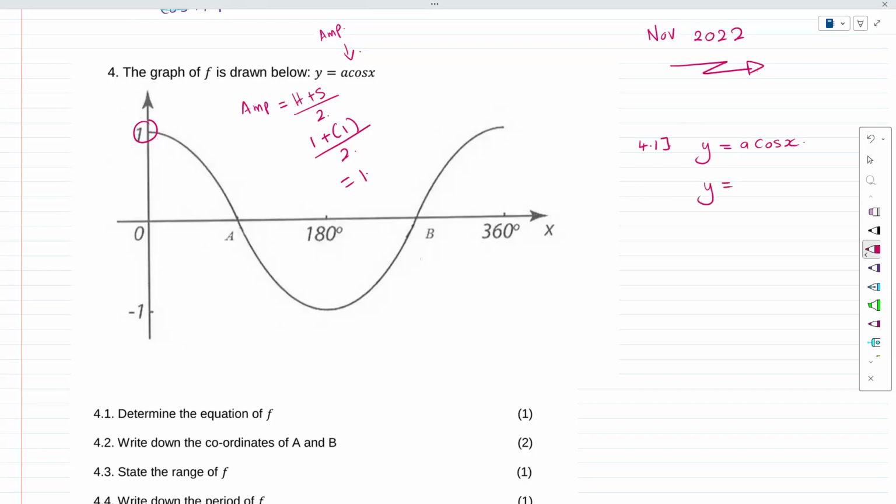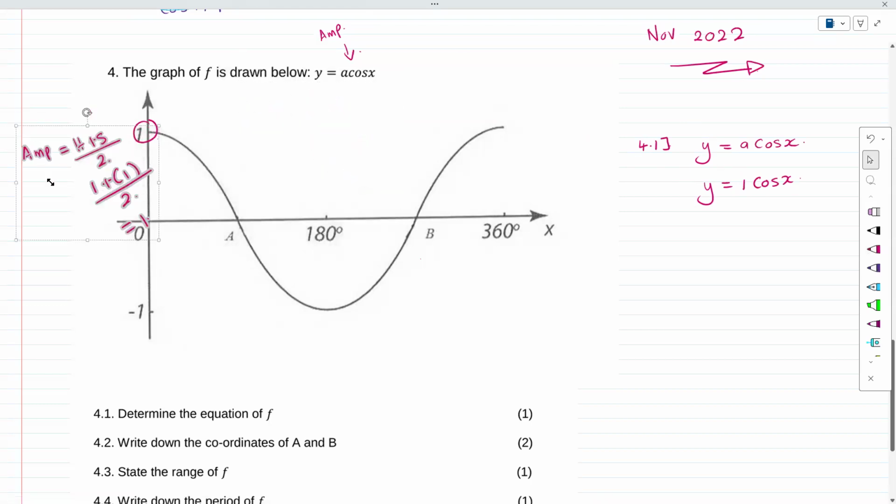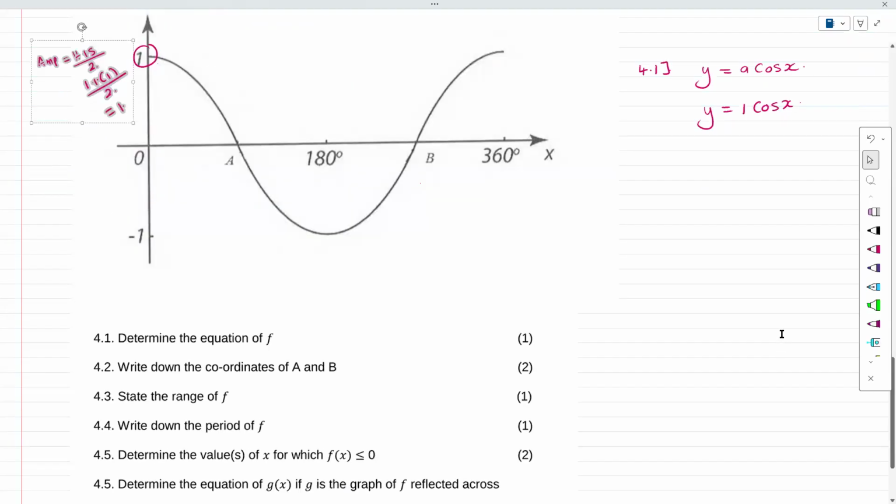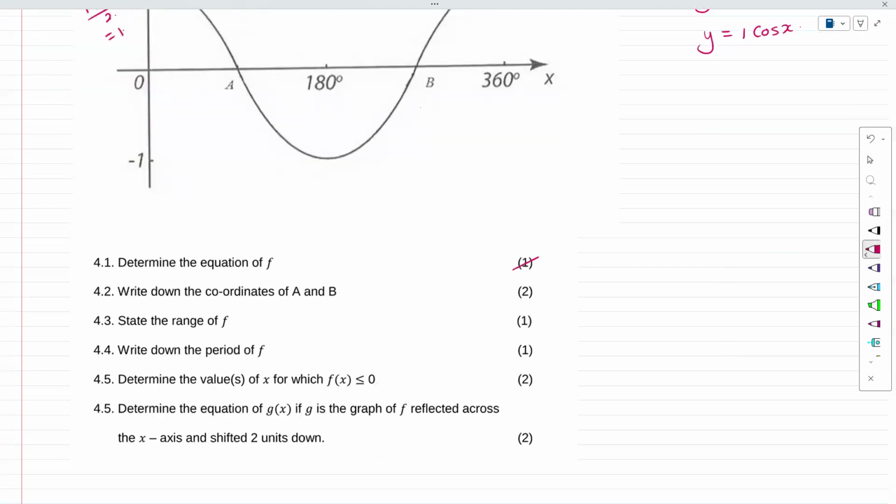So the graph is y equals 1 cos x. Yes, sometimes your teachers would tell you it doesn't matter, you don't have to put the 1. They're correct, you don't. It's up to you. I prefer seeing the 1 there so I know. You guys don't have to do that.